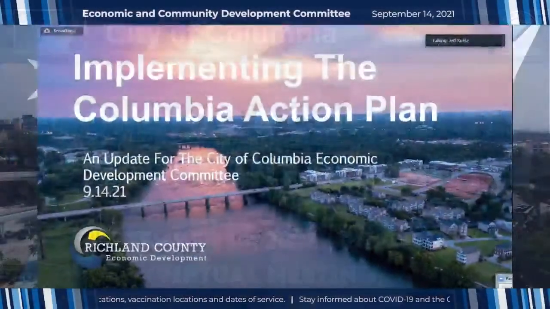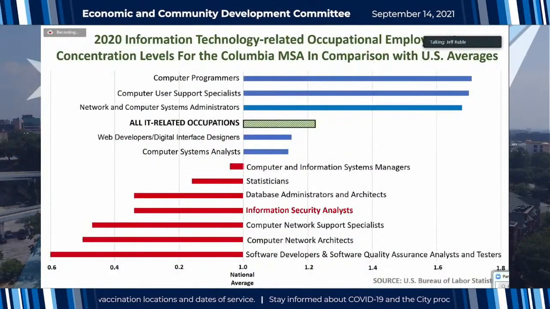So I just prepared a few slides. I don't like scare tactics. I don't like sitting there saying, oh gosh, the sky's falling. But this is data on the Columbia market. This is how many jobs we have compared to the national average. You notice that long blue line at the top, that's the percentage of computer programmers we have in this market. And you look at the bottom line, that's the software developers. And we have really a deficiency in that sector.